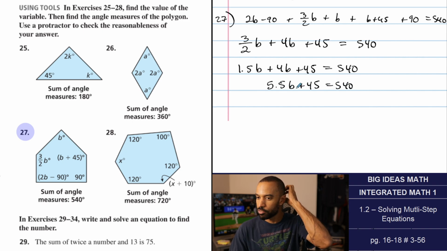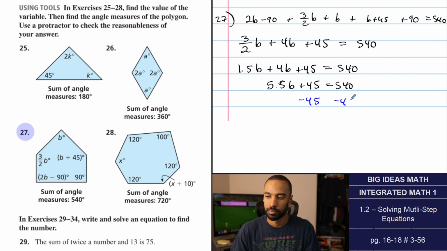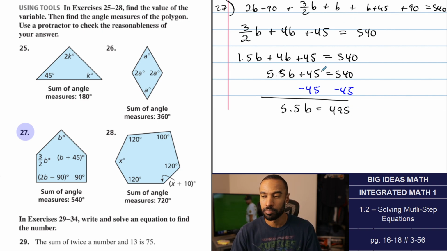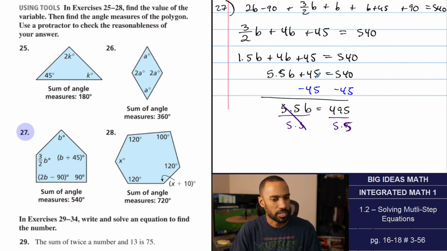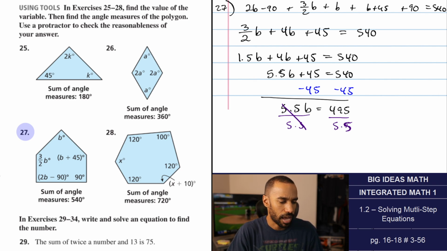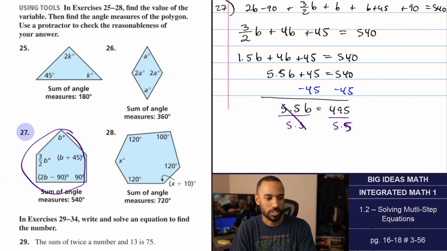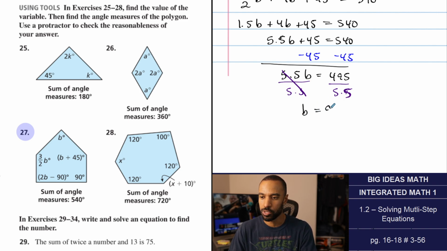There's the magic. Now that I've simplified this side, it's probably best I subtract this 45 over. And I get 5.5b equals 495. And then you divide both sides by 5.5. I think it's 90. Would that make sense as an answer? I think so. You know what? It looks like a home plate to me, so I'm guessing that's a 90-degree angle. So I'm going to say that that is 90. So b equals 90, okay?